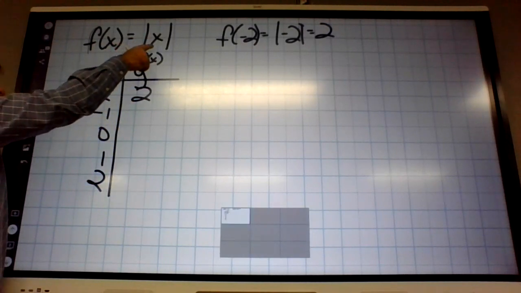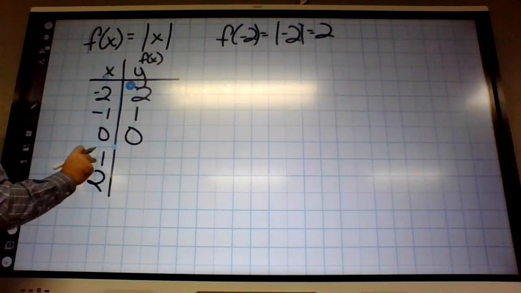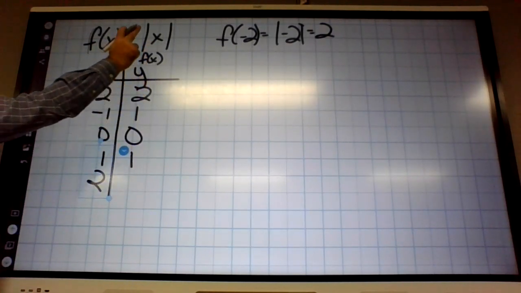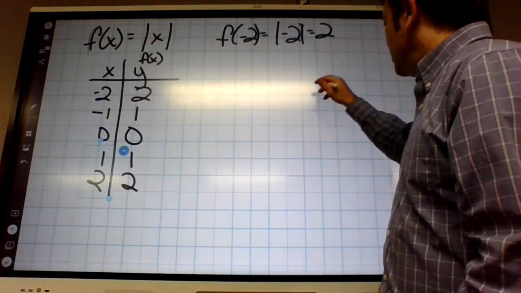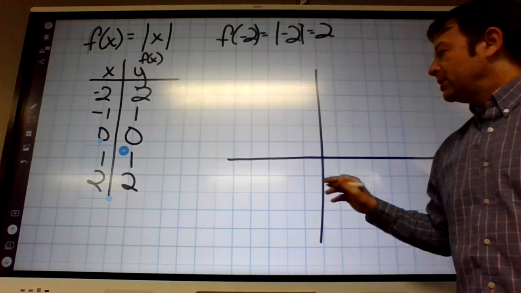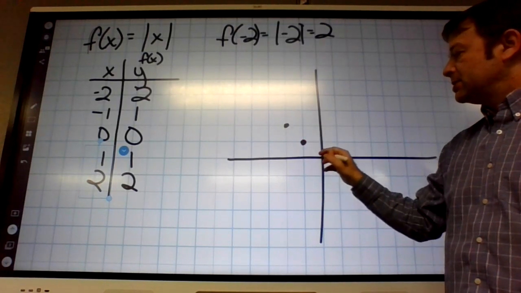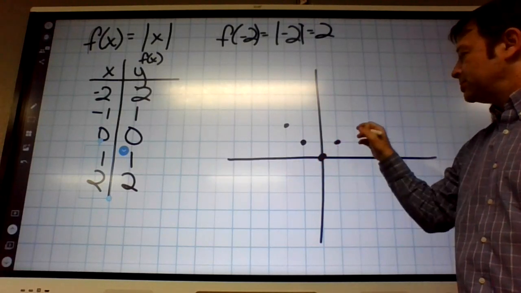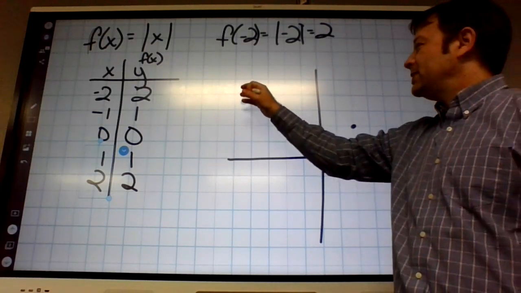If I plug in -1, absolute value, 1. If I plug in 0, 0. If you plug in 1, the absolute value of 1 is still 1. If I plug in 2, still 2. All right, so what is that going to look like? Well, -2, 2; -1, 1; 0, 0; 1, 1; 2, 2. What's the pattern? It's a V.